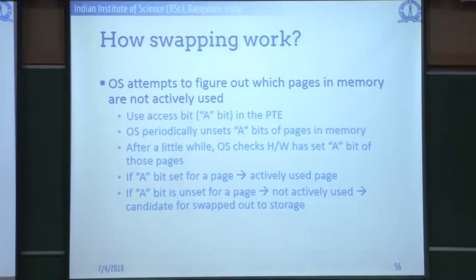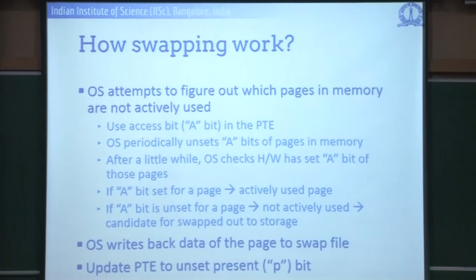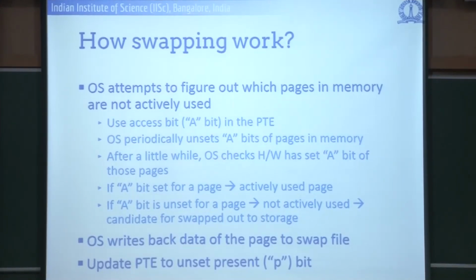Okay, so we talked about how the access bit is used, and the OS writes back to the swap file, and then it uses another bit. You remember the present bit in the page table entry? It turns it off. Why? Because what would happen is that you swap that page down to the swap file, and then the application tries to access it.